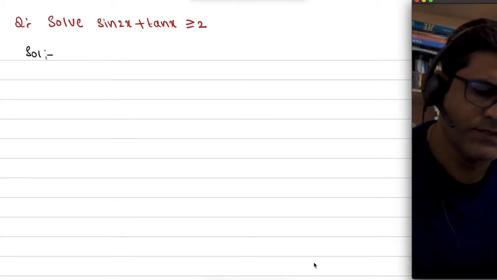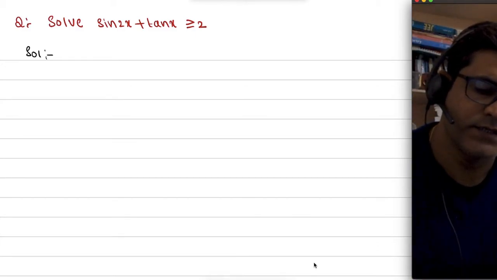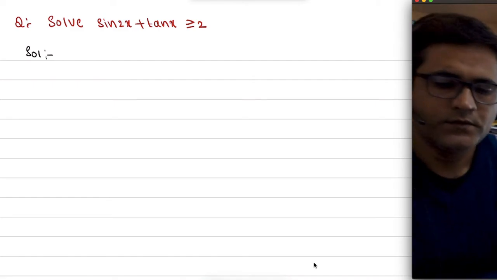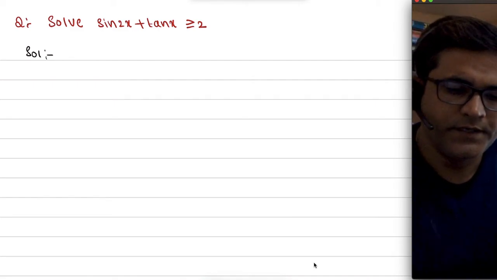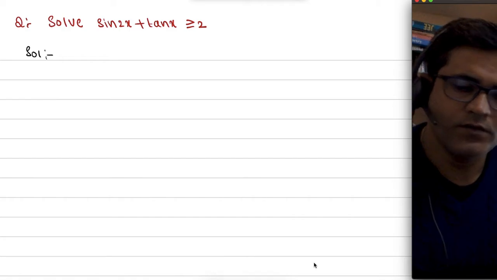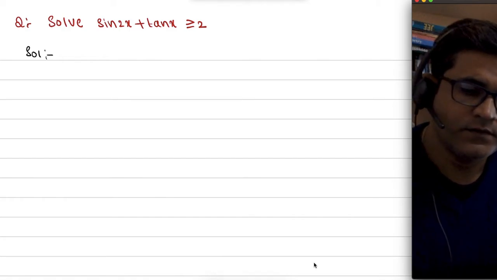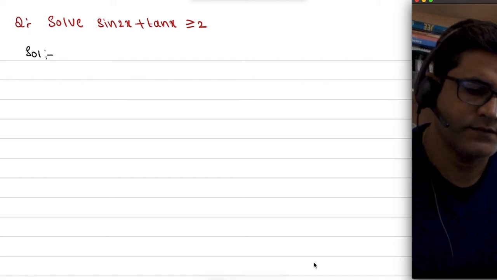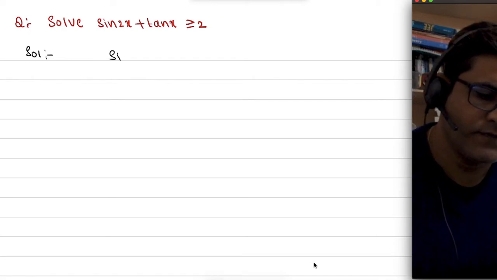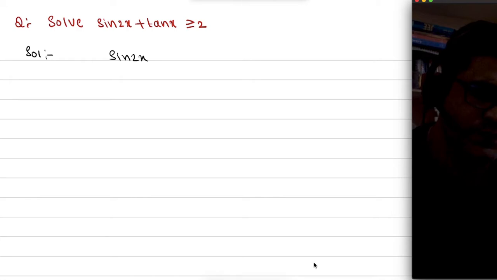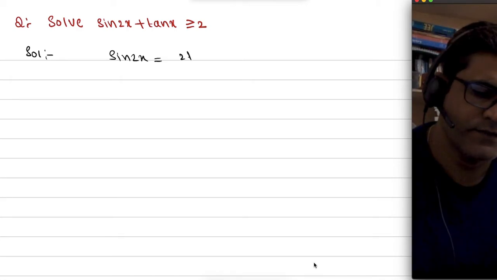Question is, solve sine 2x plus tan x is greater than or equal to 1 by 2. So to solve this inequality, if you observe the question, here tan x is there, here sine 2x is there. But we have sine 2x in terms of tan x as 2 tan x over 1 plus tan square x.